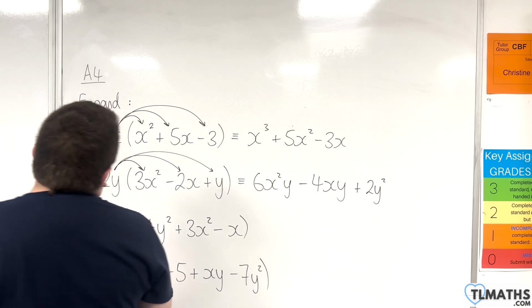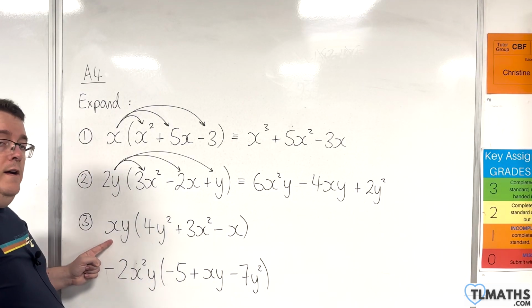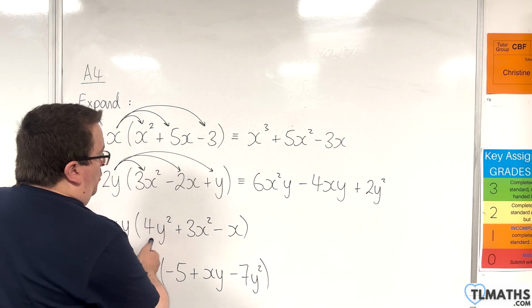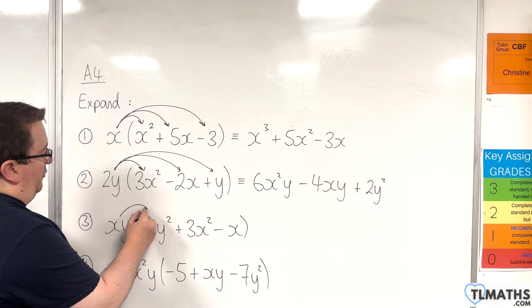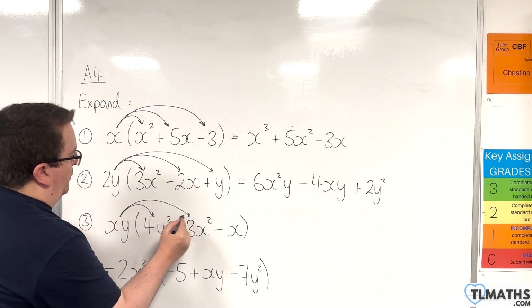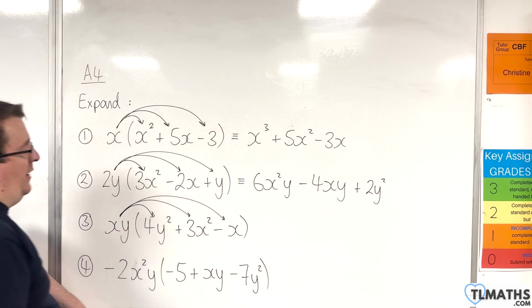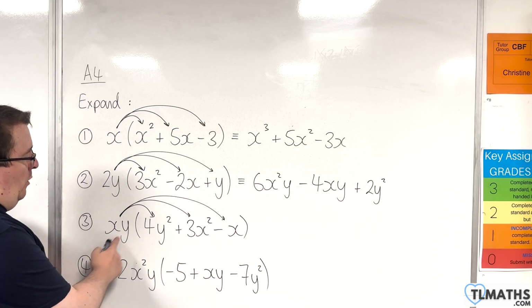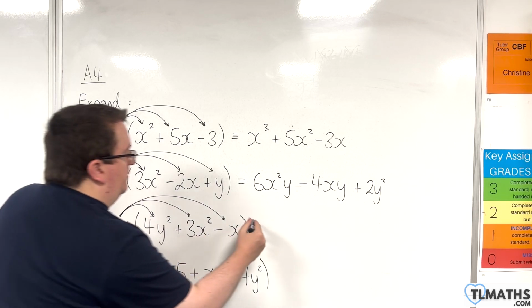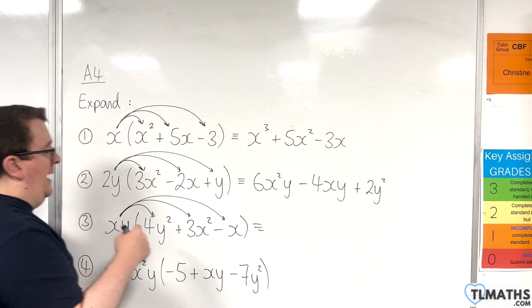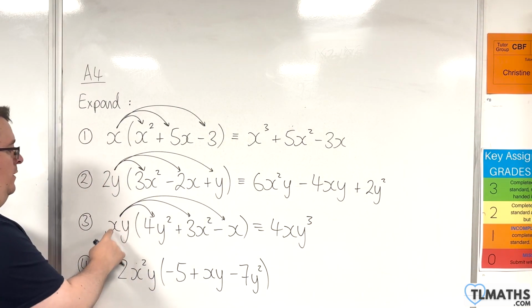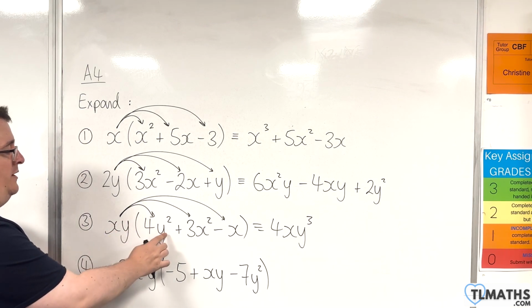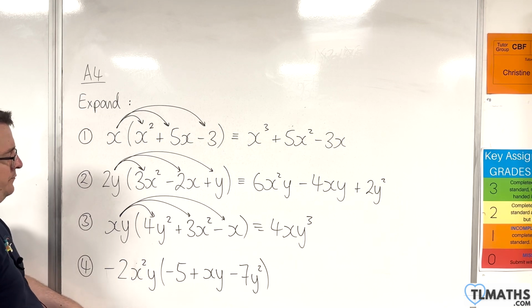Number 3, on the outside this time we have xy, and inside we have 4y squared plus 3x squared take away x. So the xy needs to multiply with the 4y squared, with the 3x squared, and with the minus x. So xy times 4y squared will be 4xy cubed. So we have 1 times 4, we have one single x, then we've got the y times the y squared, which makes the y cubed.